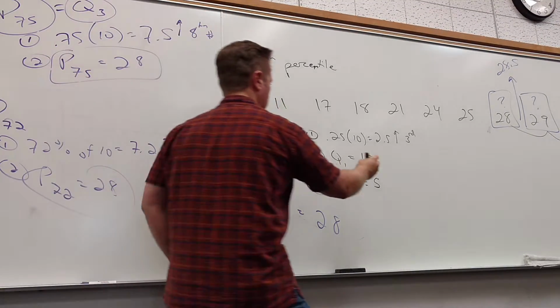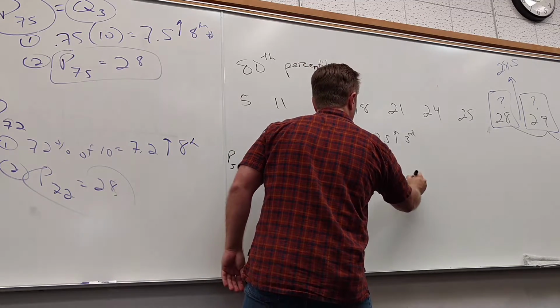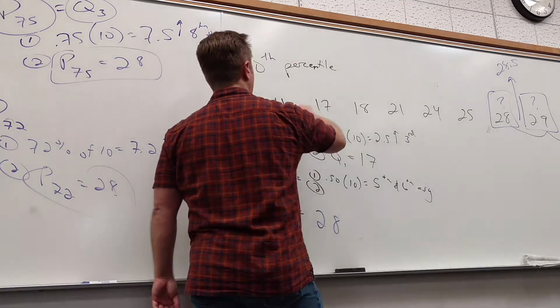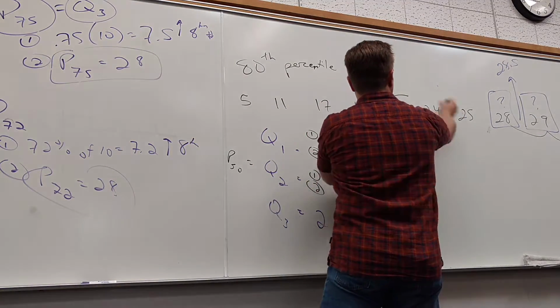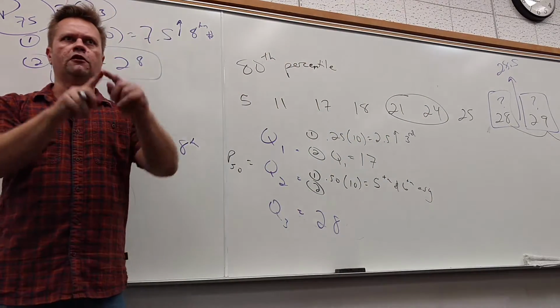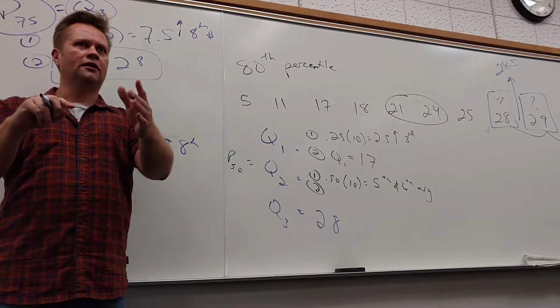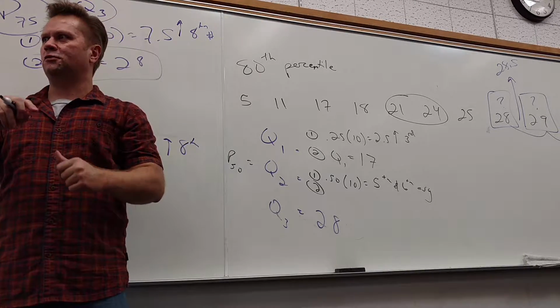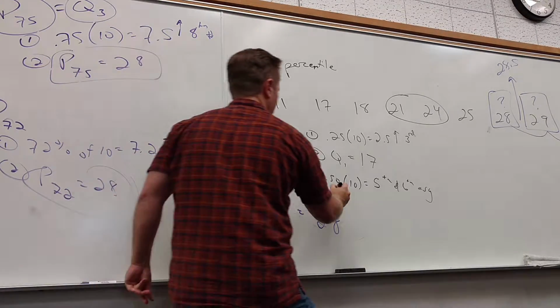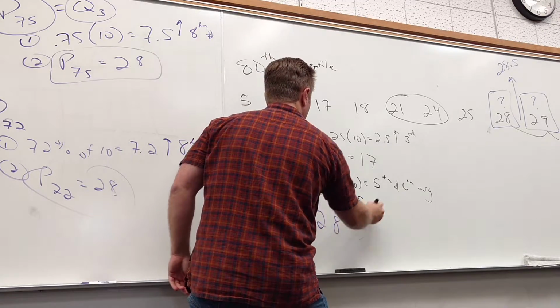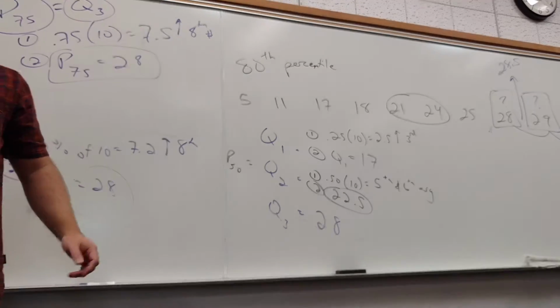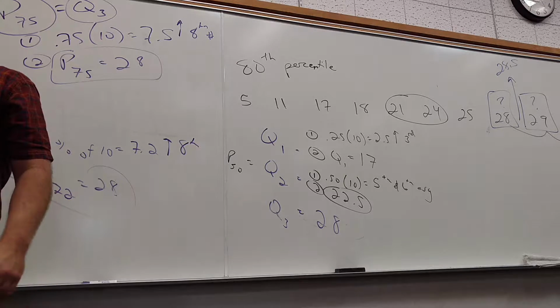So 1, 2, 3, 4, 5, 6. I'm going to average those. How far apart are they? 3. Cut that in half and add it to the smaller one. 22.5. I like it. Cool. Or add them and divide by 2. Whatever you like better.